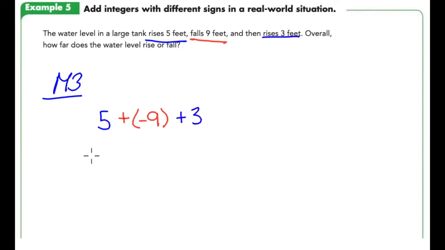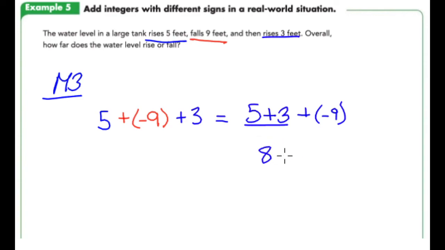To solve this, or to simplify the expression, we could use any methods we want. What I'm going to do is rewrite this so that my positives are together. So I'm going to rewrite it as 5 plus 3 plus a negative 9. And that allows me to add my 2 with the same signs first. 5 and 3 gives us 8. So we are left with 8 plus a negative 9.